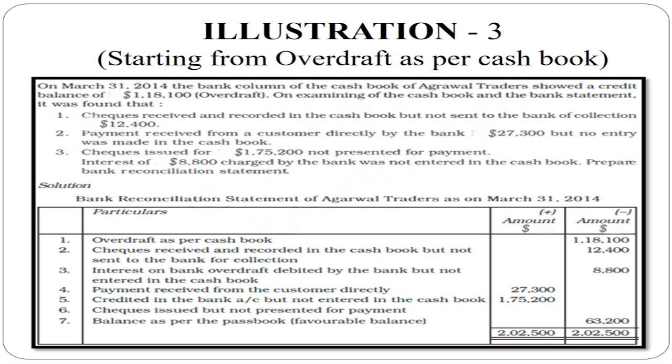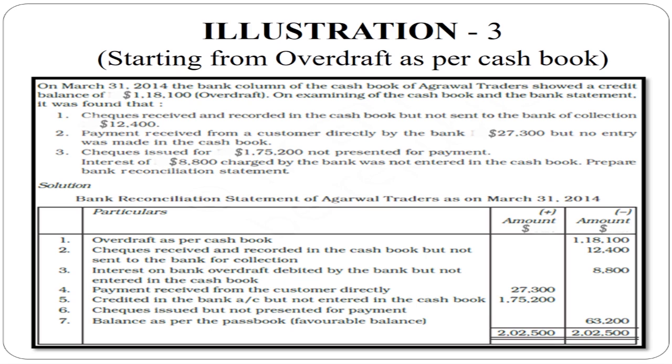In this question, overdraft as per cash book is given as $118,100, so we will mention it on the negative side. And we'll move on to the first adjustment, that is checks received and recorded in the cash book but not sent to the bank for collection, that is $12,400. In this case, the moment the checks were received, we have increased the cash book balance, but it was not sent to the bank. So the cash book balance has been increased, but in order to cancel its effect, we will have to reduce the balance of cash book by $12,400.